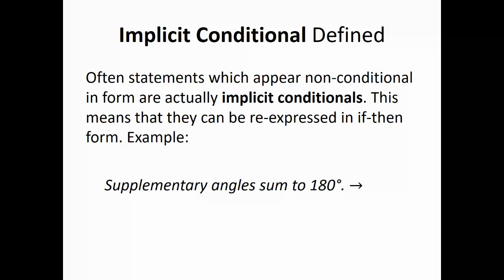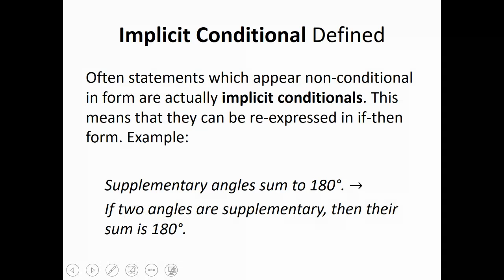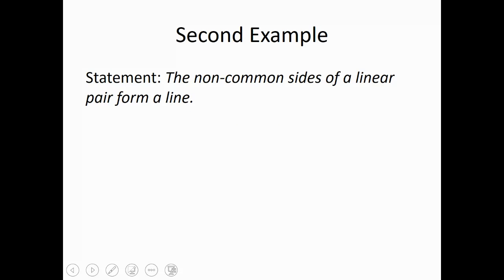And if we were to write this in conditional form, we would have what you see. If two angles are supplementary, then their sum is 180 degrees. And clearly that is synonymous with the original statement, but now we have made the if and the then explicit. This will be one of the steps that we often have to undertake when we give our proofs. That is to take a statement that isn't explicitly in conditional form, and express it in conditional form.